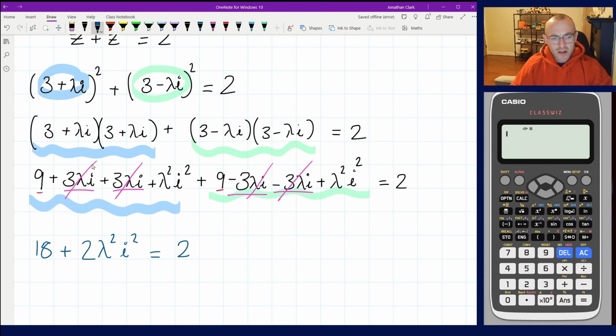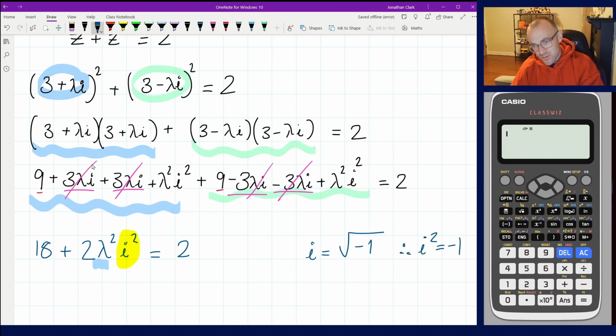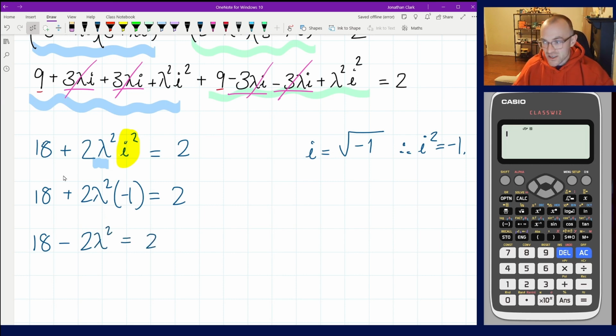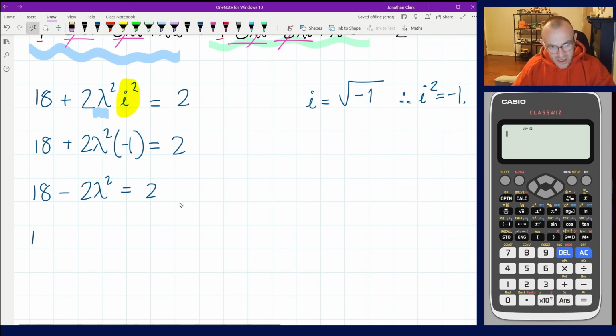And I'm going to be solving for lambda eventually, so I'm thinking to make this the subject. There's also something that I can do with this thing here, though, i squared. I'm sure you guys know this one. i is defined as the square root of -1. So i squared is equal to -1. So I'm thinking to replace that. So let's do that. 18 plus 2 lambda squared, instead of i squared, -1. And let's just tidy this up a little bit. Fantastic.